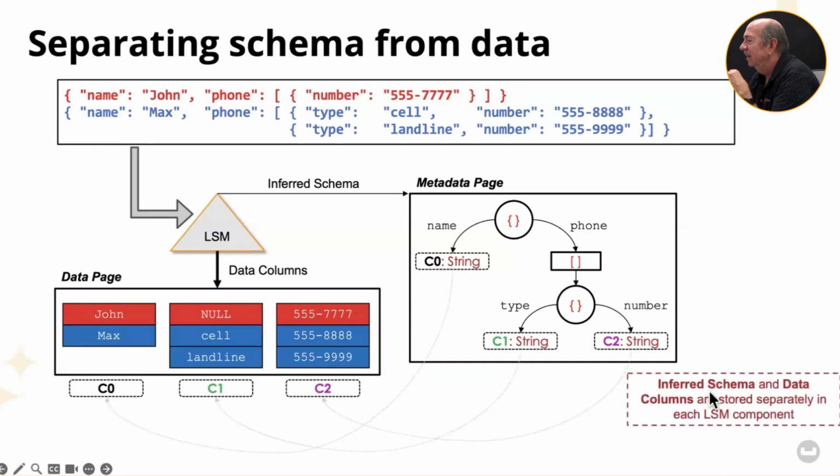All right, and again, where do we put this stuff? Well, the data columns are stored in these LSM components, and at the top of each LSM component, there's a little piece which has the schema information for all the data in that component, as opposed to each object carrying its own schema information.